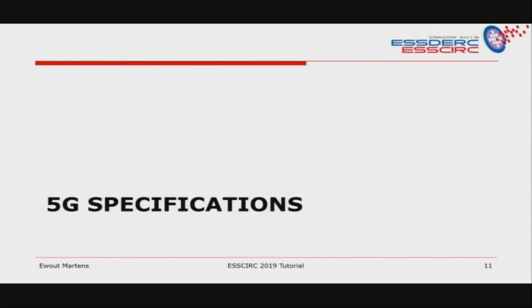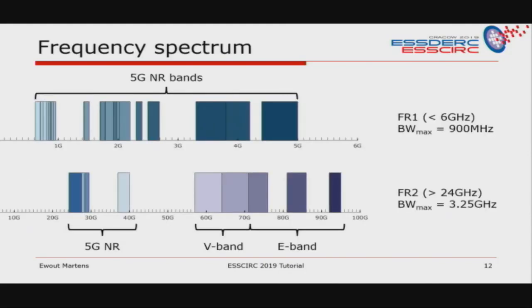So let's have a brief look at 5G specifications. First of all, the frequency spectrum. There are two main frequency ranges defined in the standard, as it is for now. The first range is below 6 GHz, and there are different bands defined with a maximum bandwidth of 900 MHz. And then there is the second frequency range above 24 GHz.